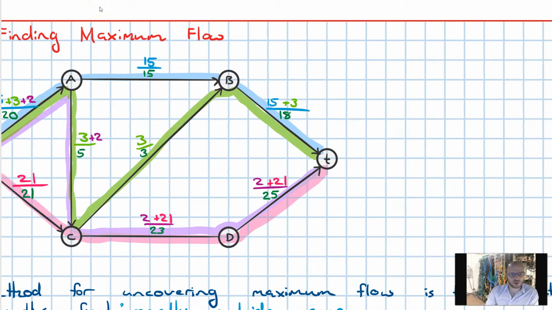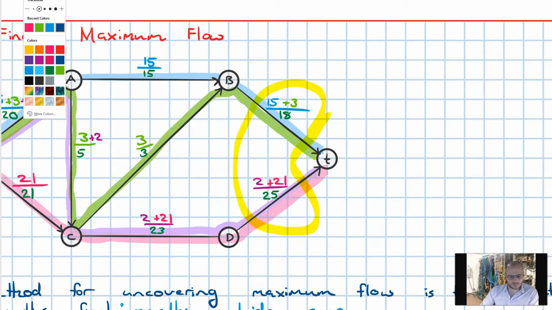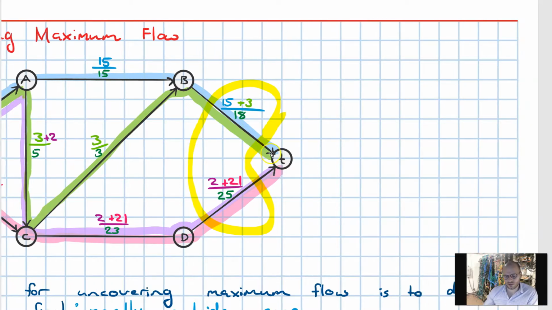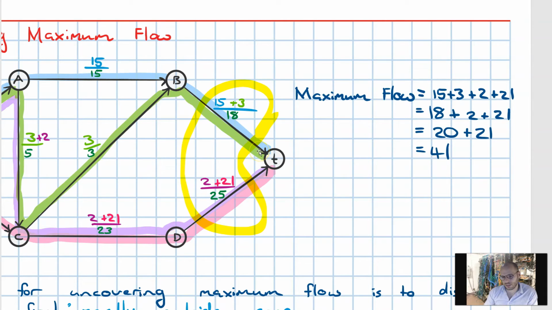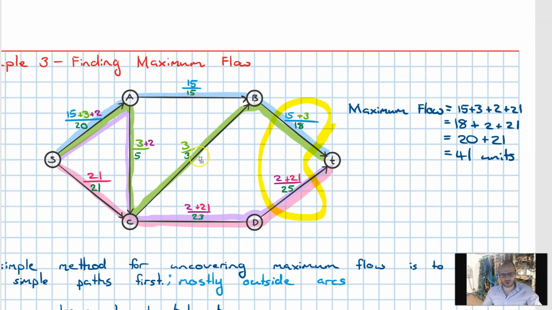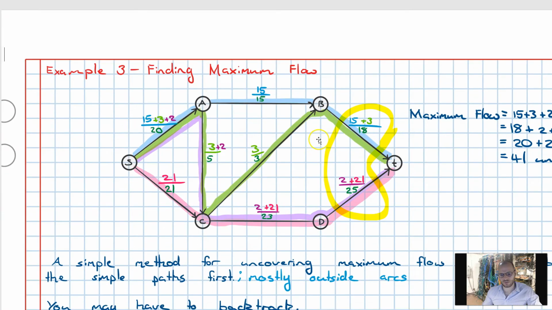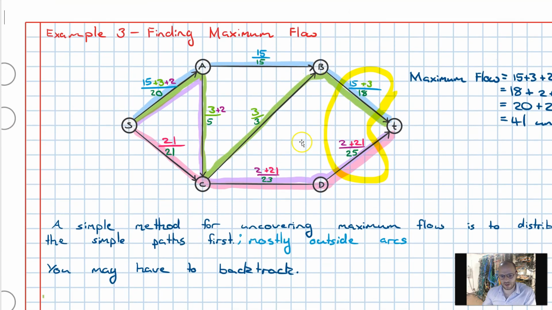Now to be able to determine our maximum flow, we simply need to sum the utilized capacity going into the sink here. So maximum flow is equal to 15 plus 3 plus 2 plus 21. And it comes out to be 41 units. Thus concluding the maximum flow within this particular flow diagram, or flow network.